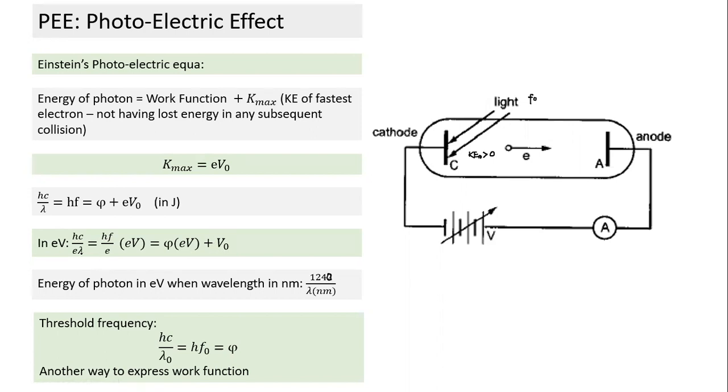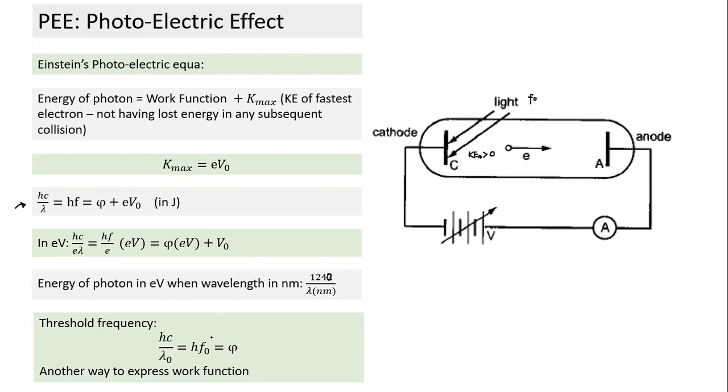If I substitute threshold frequency and threshold wavelength, let me first put the threshold wavelength, in place of lambda, in the normal SI equation. hc over lambda naught, where lambda naught indicates threshold wavelength and f naught indicates threshold frequency. In that case, the stopping potential will be 0. That will be equal to the work function. So at threshold frequency, the energy of the photon is equal to the work function. That's another way to express the work function. The work function can be expressed in terms of threshold frequency or threshold wavelength.